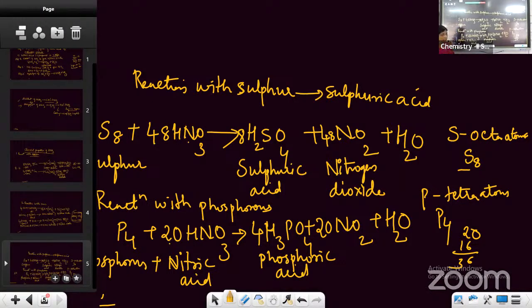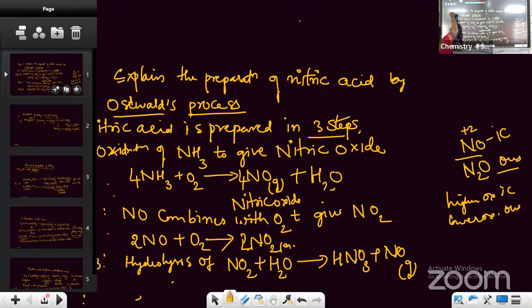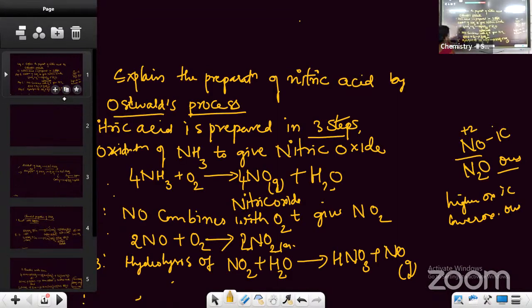Shall we recap now? Recall everything now? Okay. First one is explain the preparation of nitric acid by Ostwald's process. So nitric acid, how it is prepared? It is prepared in 3 steps. First step is the oxidation of ammonia. It will give nitric oxide plus water. Then nitric oxide combines with O2 and gives nitrogen dioxide. Nitrogen dioxide on hydrolysis gives nitric acid.